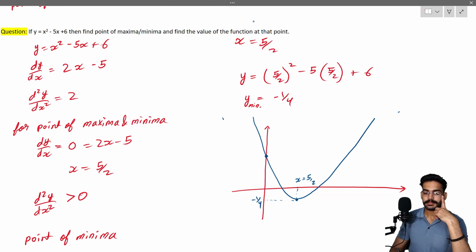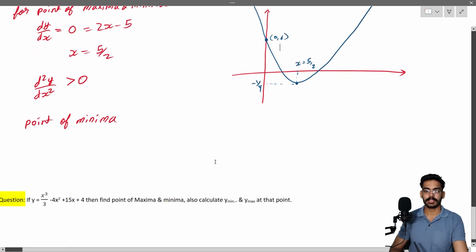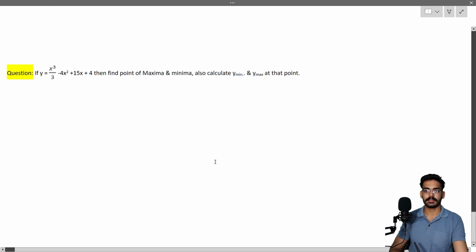Some people will say, sir, why didn't you pass it here? That's why I checked the value. So this point is, I can say, (0, 6). So this is how the graph is going to look for this quadratic function. Okay, so we calculated it by maxima and minima. Now let's discuss one more question. Then you're going to understand this more clearly.